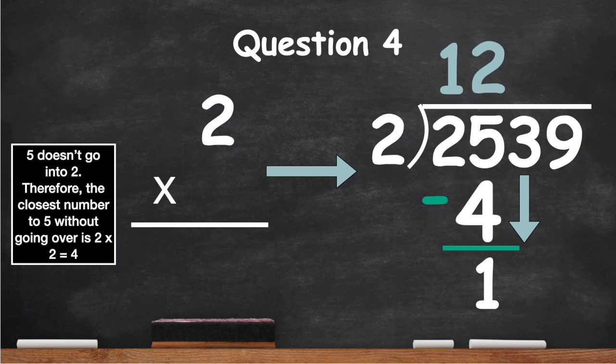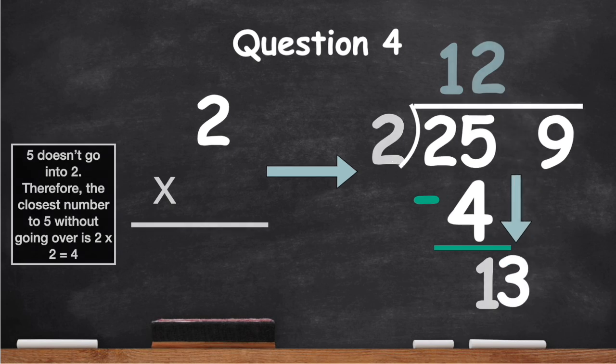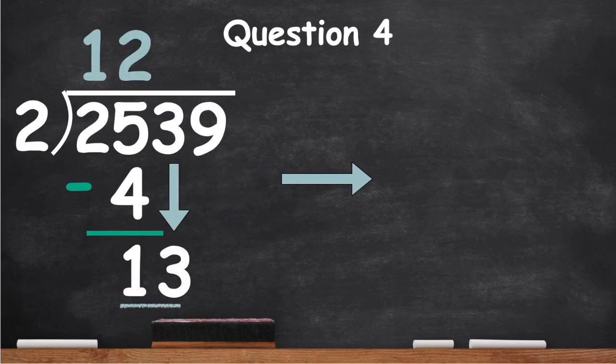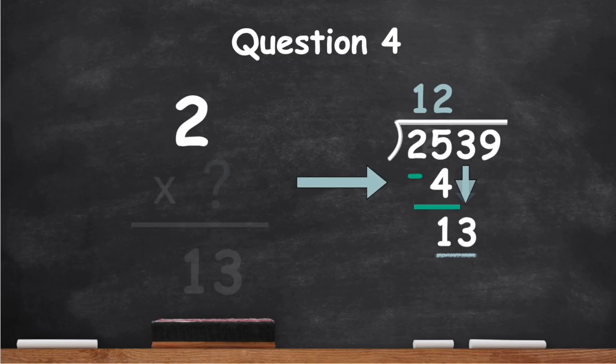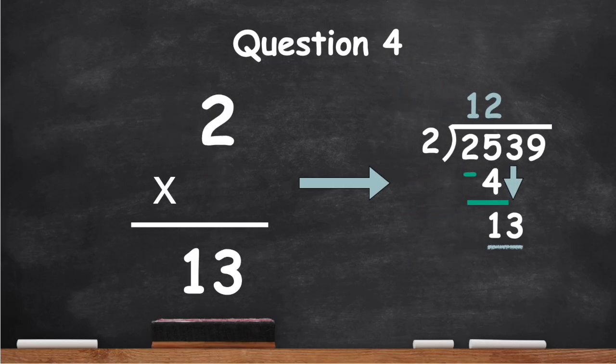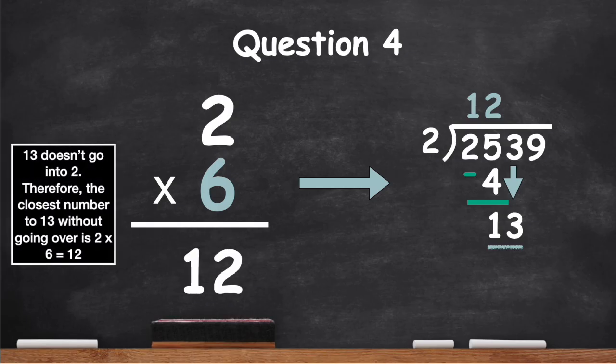Then we're going to bring down that 3. And now we're going to do 13 divided by 2. So 13 divided by 2, 2 times what equals 13? 6. The answer is 6 because 13 doesn't go into 2, but 12 does. So therefore, the closest number to 13 without going over is 2 times 6. Because remember, 2 times 7 is 14, but we went over the 13.